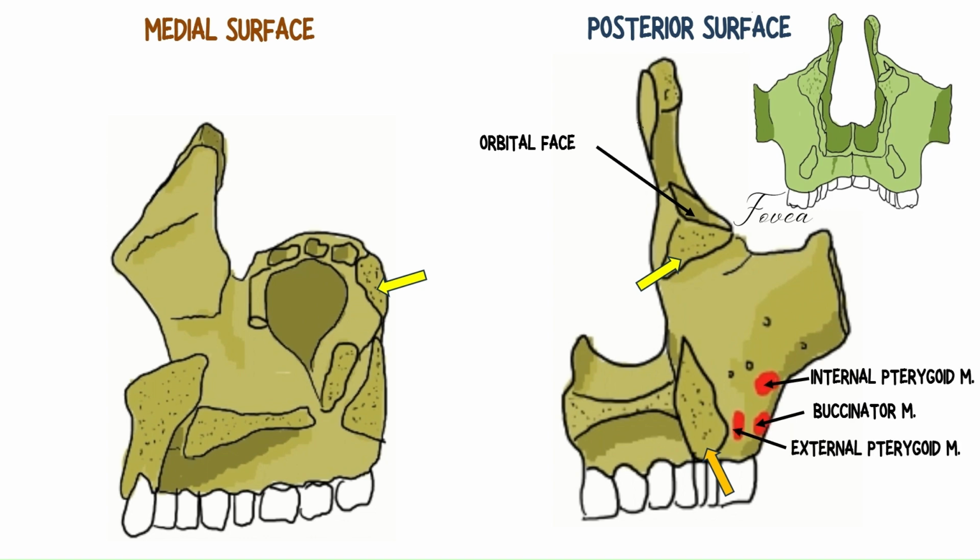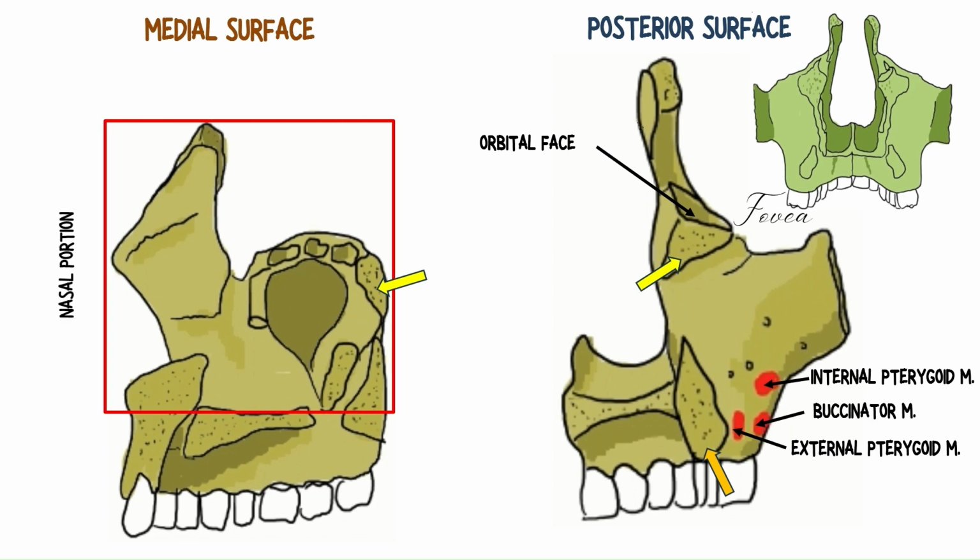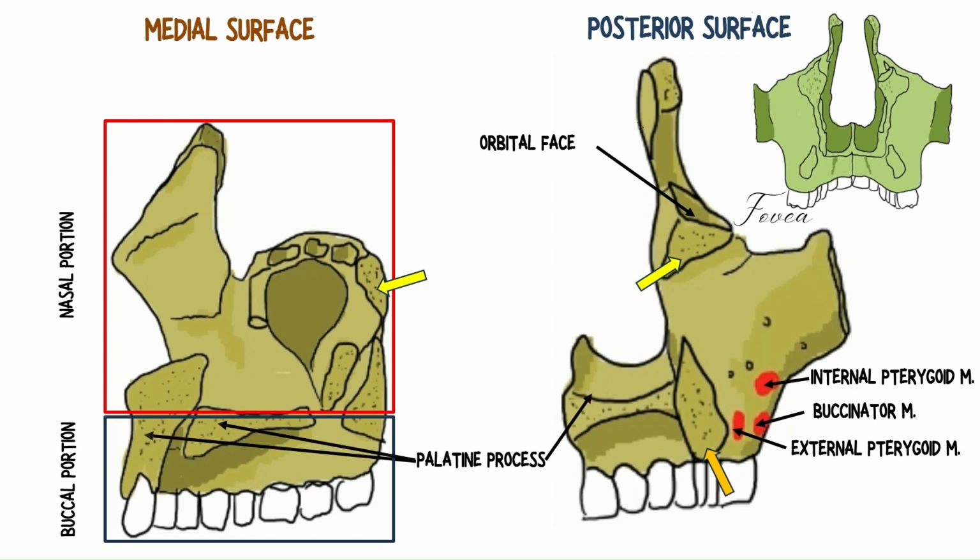In the inner face, we distinguish an upper or nasal and lower or buccal portion divided by the palatine process of the maxilla. This process has a horizontal and a vertical portion. The horizontal part represents the anterior two-thirds of the hard palate, at the end of which the palatine is joined to form the posterior third of the hard palate.